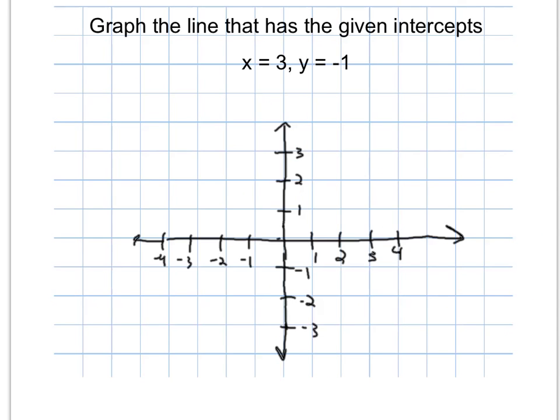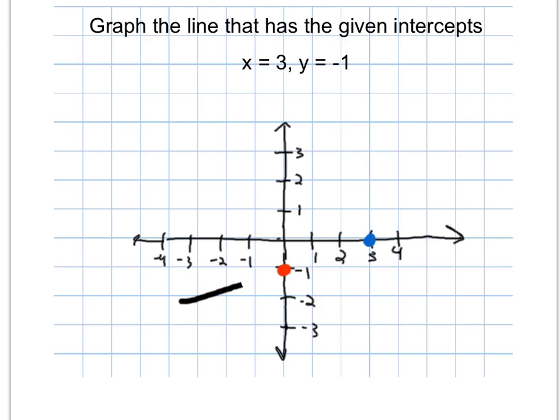Okay, this example says graph the line that has the given intercepts. And they tell us the x-intercept is 3, and the y-intercept is -1. So we're just going to go ahead and plot the intercepts. The x-intercept is 3, so we're going to put our point at 3 on the x-axis. And the y-intercept is -1, so that's a -1 on the y-axis. And again, we're doing quick graphs, so all we need to do is connect those 2 points to make a line.